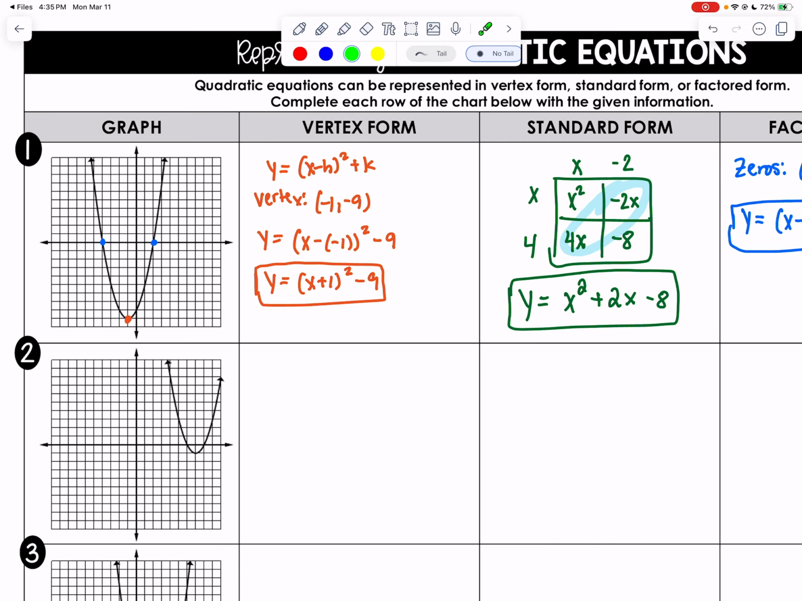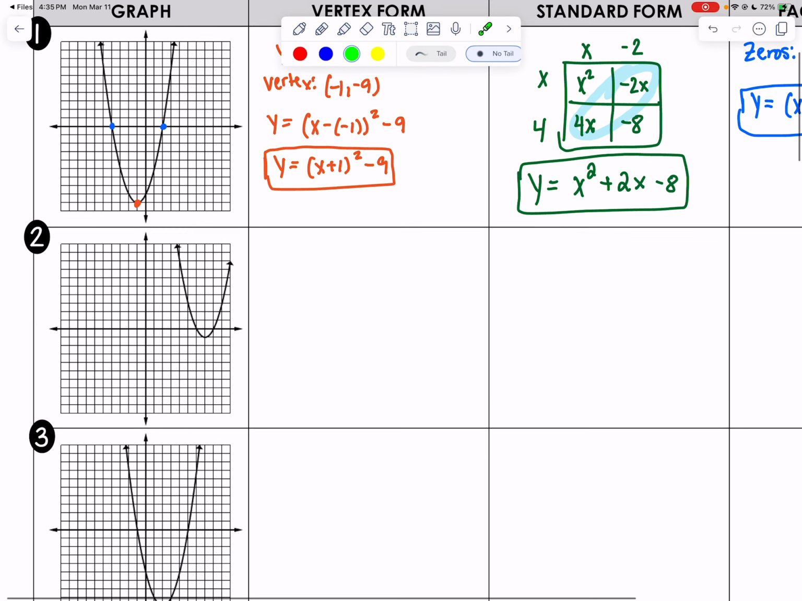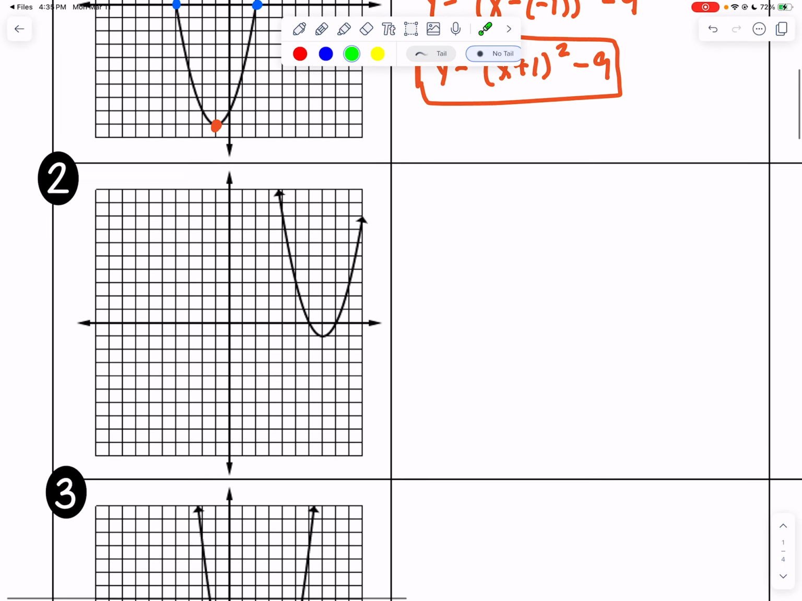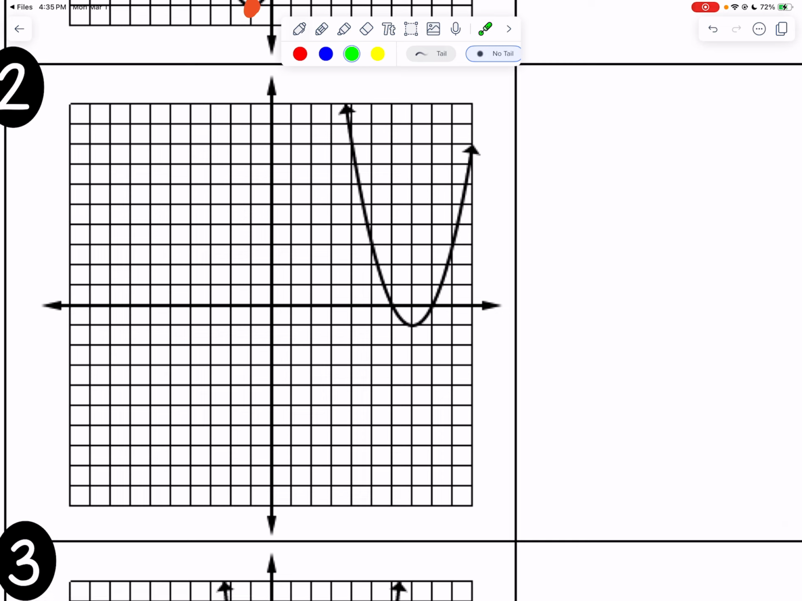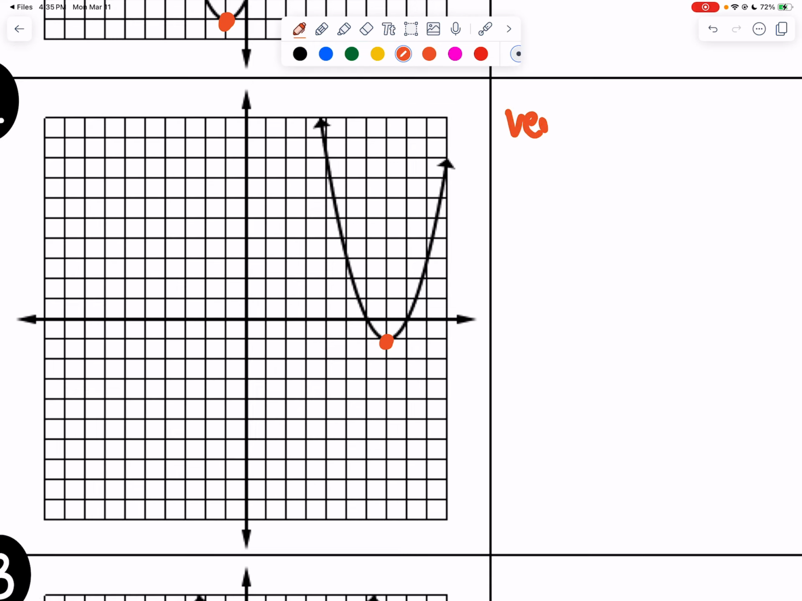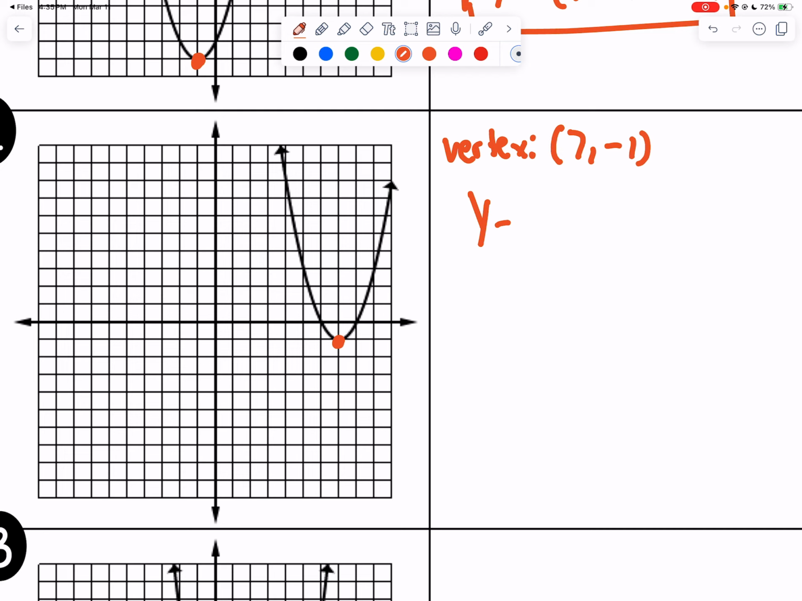All right, let's go ahead and do, let's say, number 2. And I'm going to leave number 3 for you guys to do. So for number 2 here, I am going to look at my vertex right here, and I have to figure out what that is. So I'm going to go to the right 1, 2, 3, 4, 5, 6, 7. I'm going to go right 7 and then down 1. So my vertex is right 7, down 1. This tells me that I have x minus 7 squared minus 1.